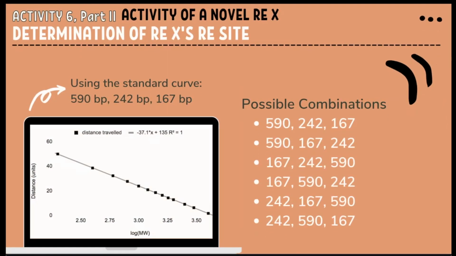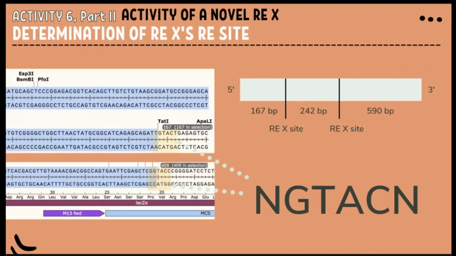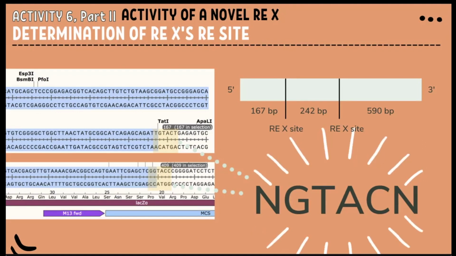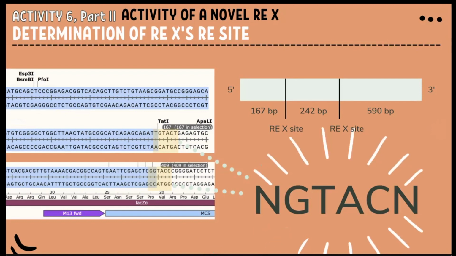These fragments could be arranged in many possible combinations. Hence, the cut site of REX will depend on which combination shows a common cut site between the fragments. Upon checking each combination, we found that the combination of fragments is 167 base pairs, followed by 242 and 590 base pairs. With these fragments, the common cut site, as seen on the figures on the left, is NGTACN, where N is any nucleotide. So at 167 base pairs, seen at the top figure, we see TGTACT, while at 167 plus 242 equals 409 base pairs, we see GGTACC.